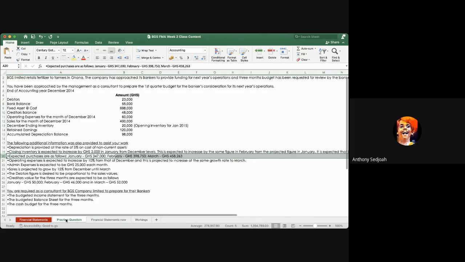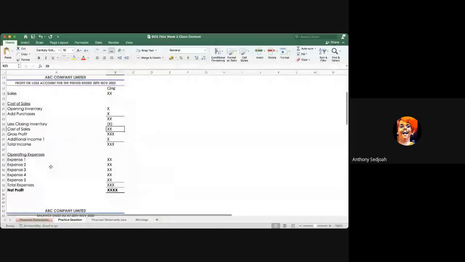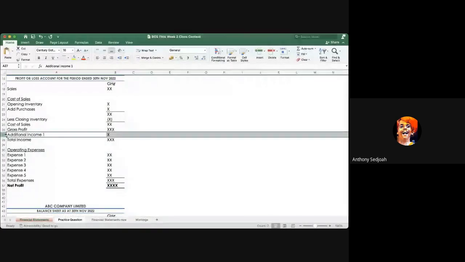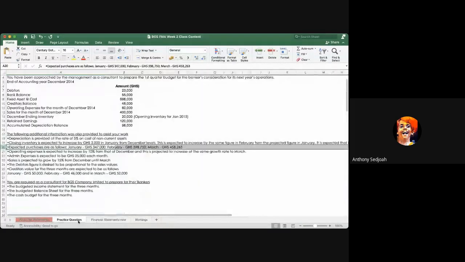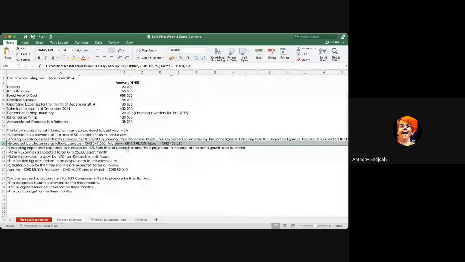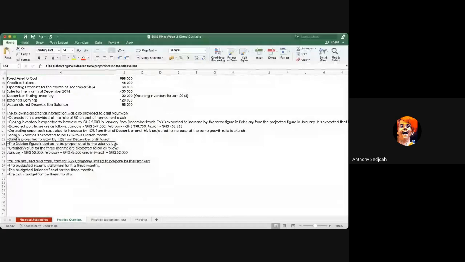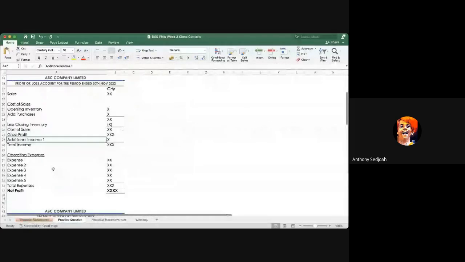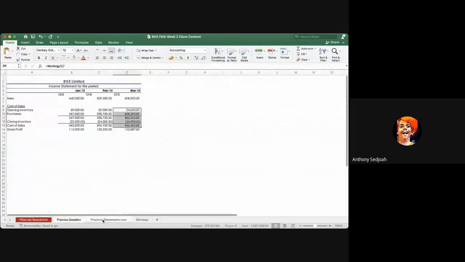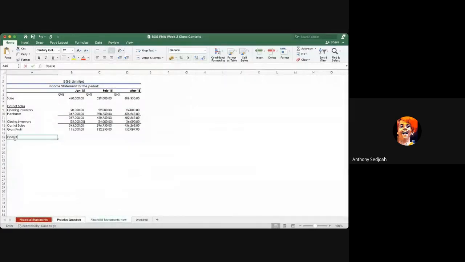Let's see if we have any additional income, because per our format, after we get our gross profits, we add any additional income that we have to get our total income. If there's no additional income, then we end it at the gross profits like that. So I don't think we have any additional income. So we can move on. Okay. After the gross profits, we have operating expenses. So let's see the various operating expenses that we have in the question.